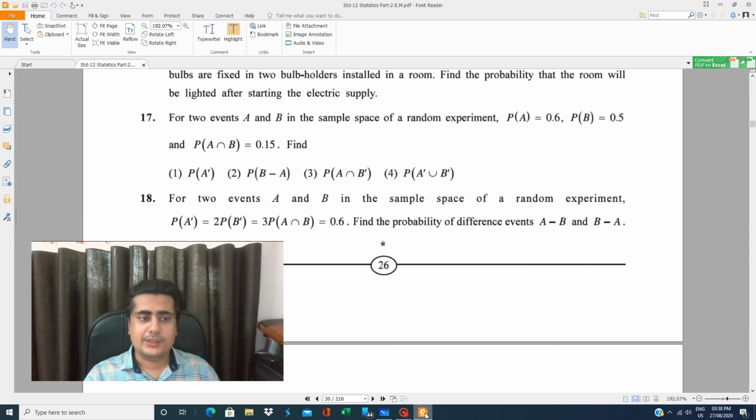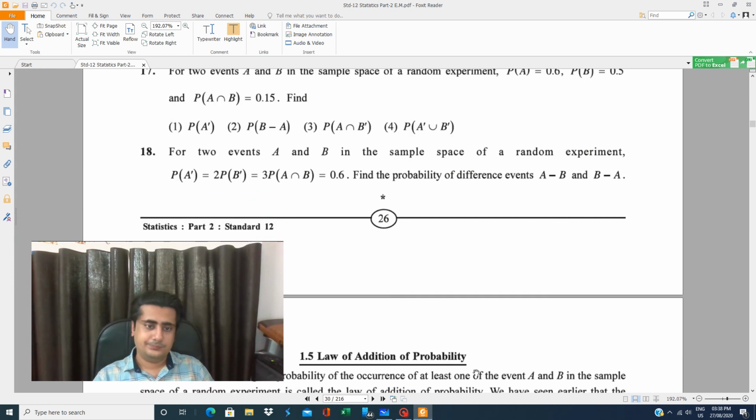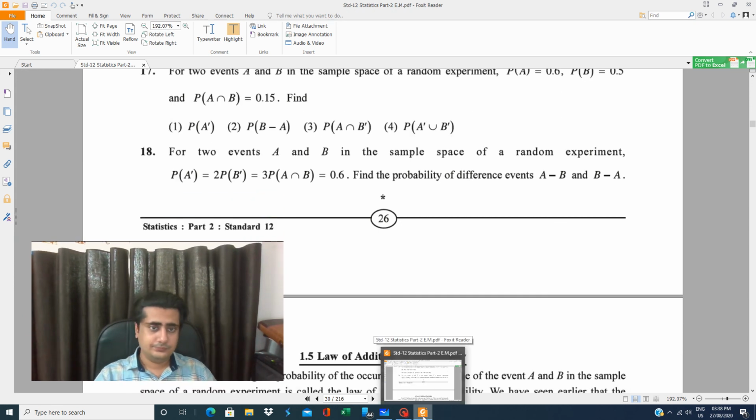Now let's find the 18th sum. For two events A and B in the sample space of a random experiment, P of A dash is equal to 2, P of B dash is equal to 3, P of A intersection B is equal to 0.6. Find the probability of the difference events A minus B and B minus A.